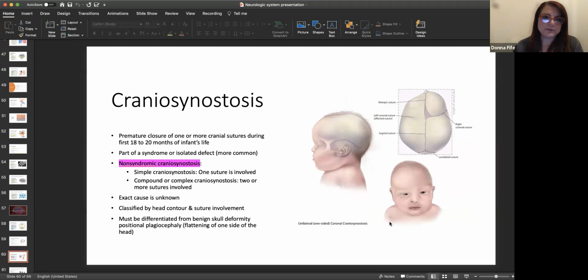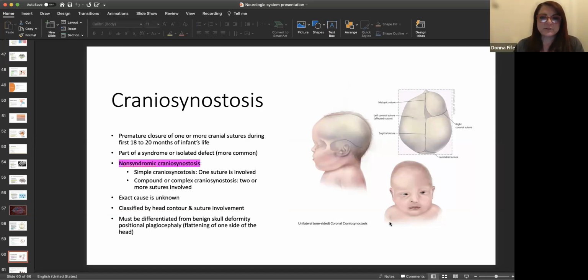Non-syndromic craniosynostosis: simple is when there's 1 suture involved. Compound or complex is when 2 or more sutures are involved. The exact cause is unknown, and this is classified by head contour and suture involvement.